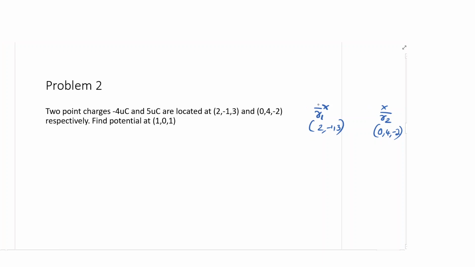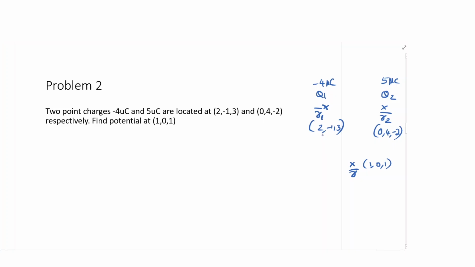And there are two point charges, Q1 and Q2. Q1 is -4 microcoulomb and Q2 is 5 microcoulomb. So Q1 is at point R1 and Q2 is at point R2. You are asked to calculate the potential at a point, say R. The location is given as (1, 0, 1).